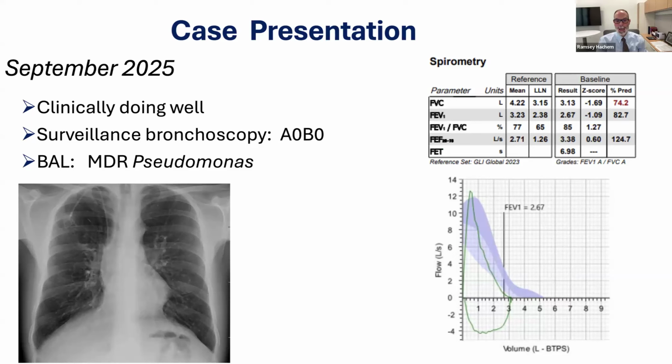He had a surveillance bronchoscopy, and the biopsies showed no signs of acute cellular rejection, A0, B0. The BAL was positive for Pseudomonas aeruginosa, and this was a multi-drug resistant organism, which the patient had predating his transplant.